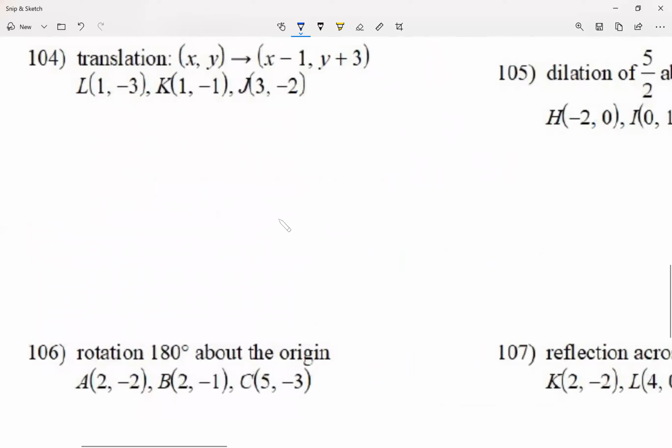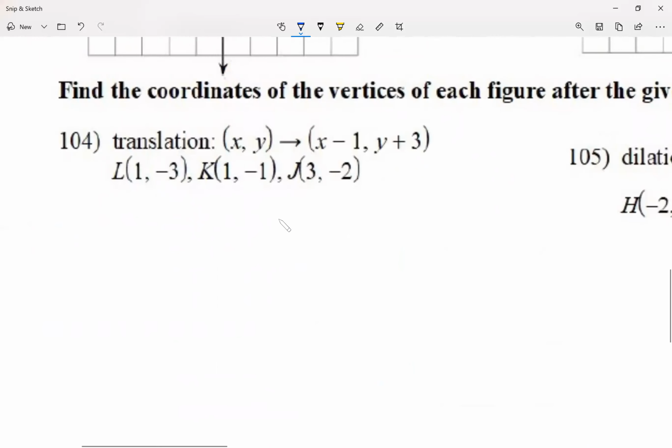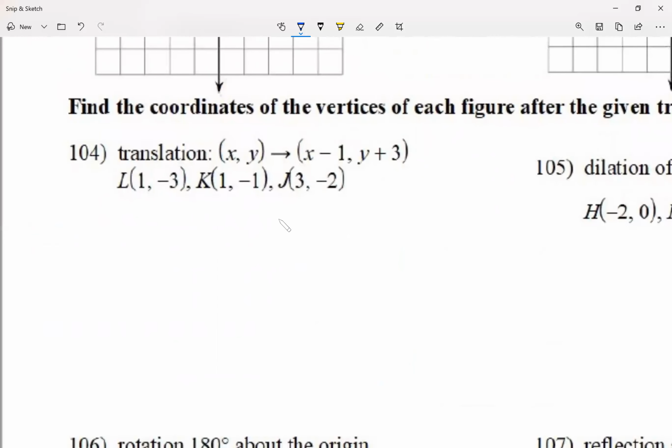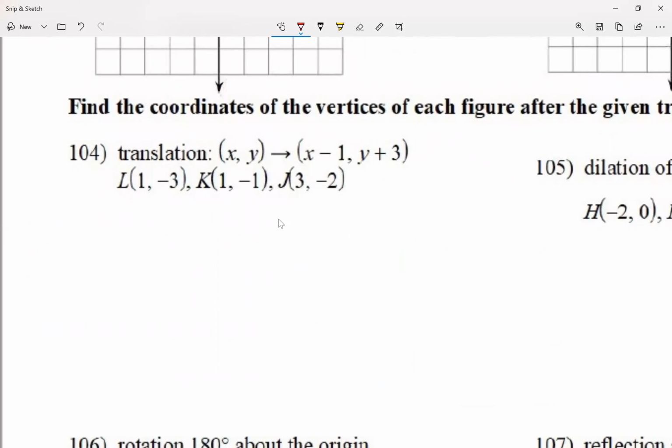Now, 104. From 104 to 107, I gave you the coordinates already. So we can graph this, and I'm going to move 1 to the left, 3 up, or mathematically speaking, subtract 1 from the x and add 3 to y. So let's say I wanted L prime. I gave you the values of L. My values for L prime will be 0, 0. Notice I subtracted 1 from x and I added 3 to y.